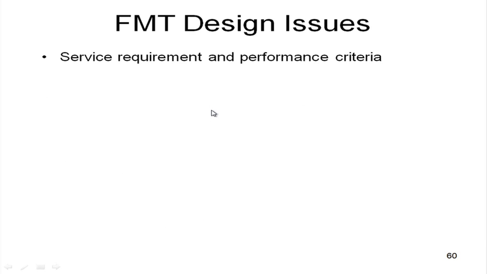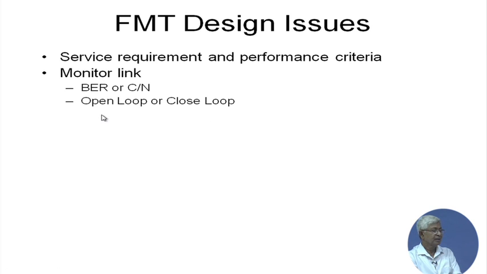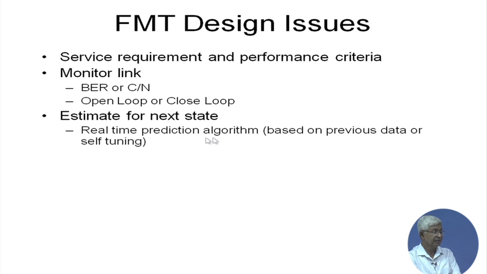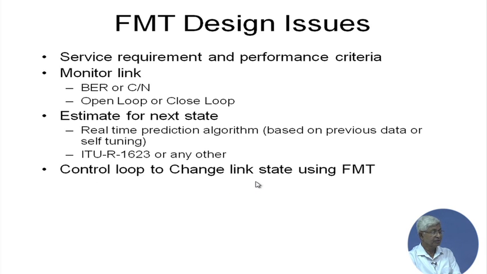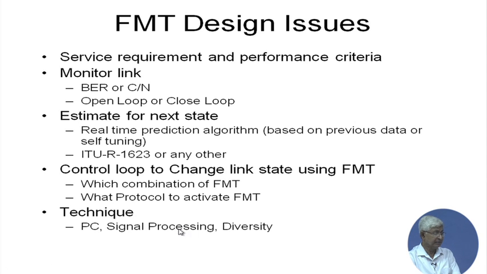There are many design issues: service requirement, performance criteria, and as we listed earlier, monitoring the link BER, deciding whether open loop or closed loop, then estimating the next state, which needs a real-time prediction algorithm, and there are certain ITU standards on that. Then control the loop or change the link state using FMT, which needs a decision on which combination of FMT has to be used, what protocol to activate FMT, and the techniques, which are power control, signal processing, and diversity.